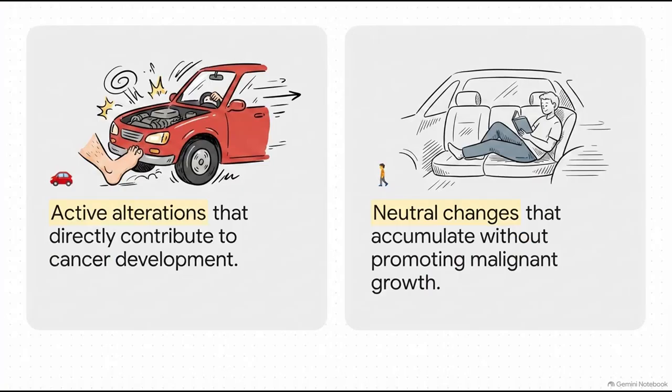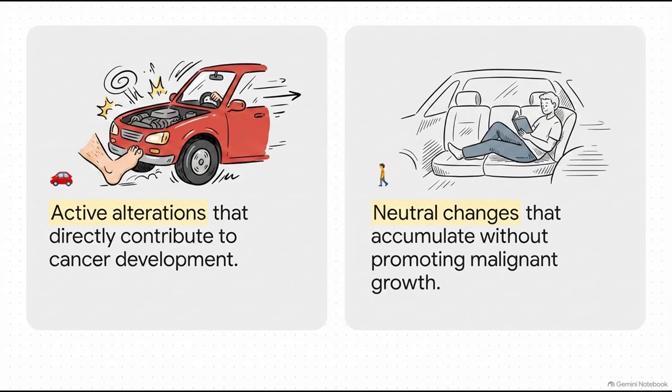So you might be wondering, do all of the mutations that a cell acquires actually cause the cancer to grow? The short answer is no, definitely not. As our cells divide over our lifetimes, they pick up a ton of genetic typos. But we categorize these into 2 distinct groups: driver mutations and passenger mutations. Driver mutations are the active threats. They're the key genetic alterations that directly contribute to cancer development by giving the cell a specific growth advantage.